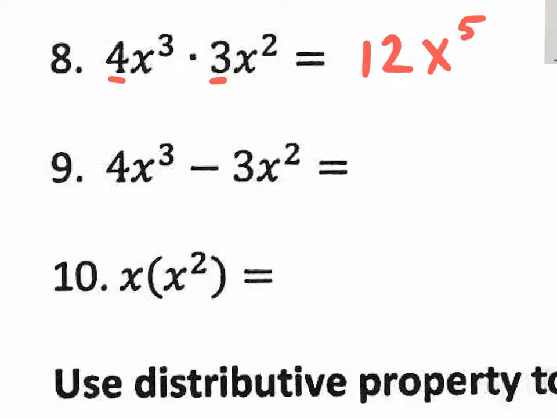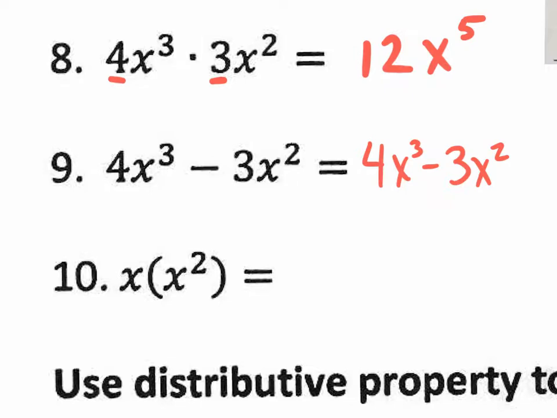Number 9, we are subtracting, but we're subtracting something that's not alike. So if I have an x to the third here and an x squared there, I can't really combine those, right? I can't combine those. So I just need to rewrite it. 4x to the third minus 3x squared. Just for kicks, what would this be classified as? A cubic binomial.